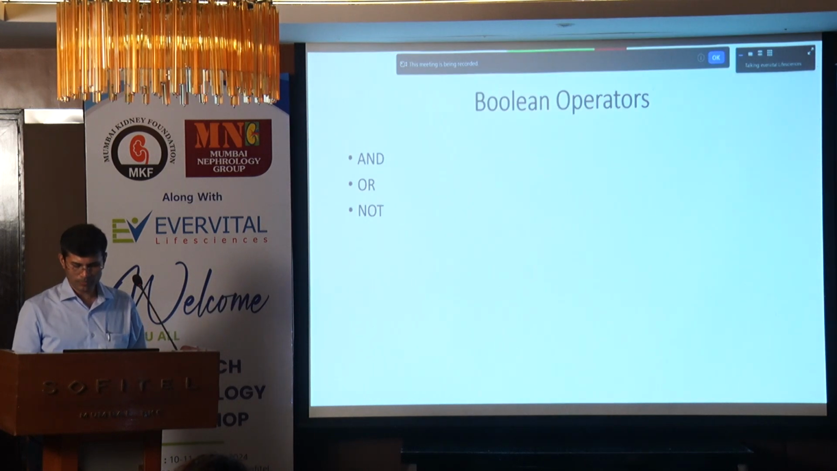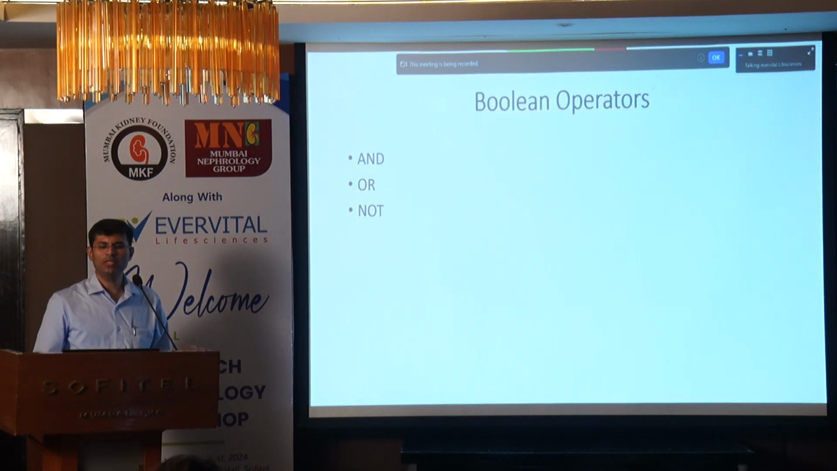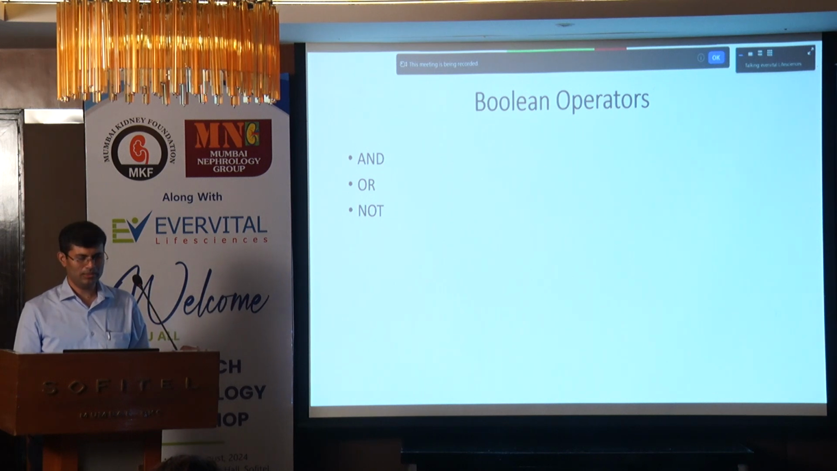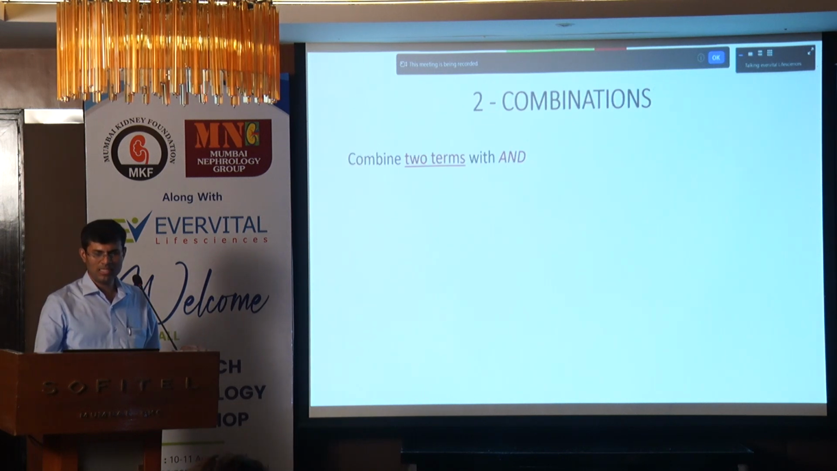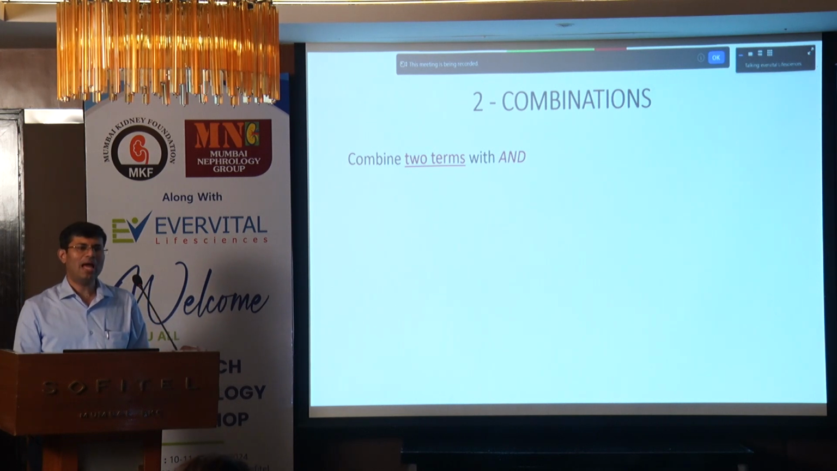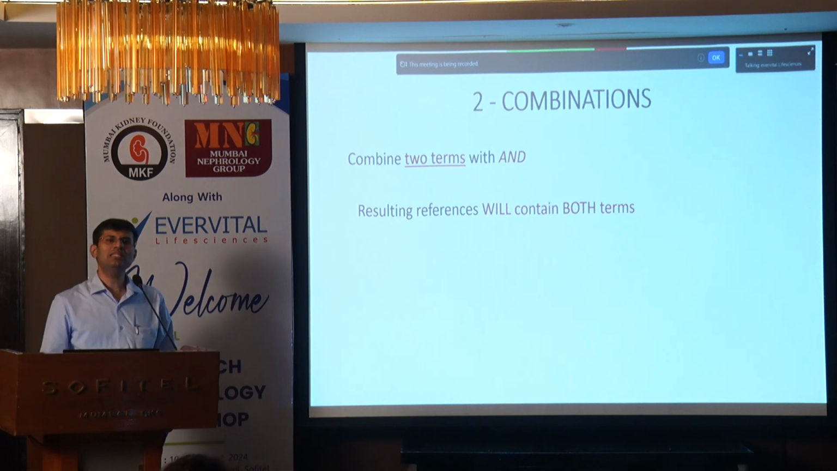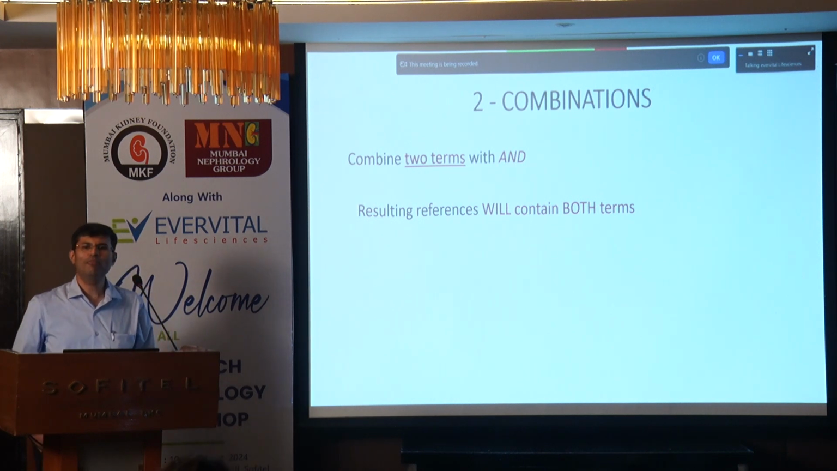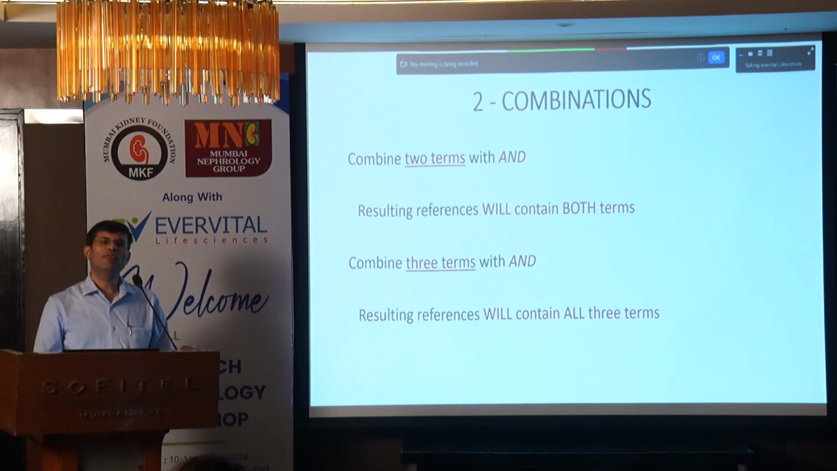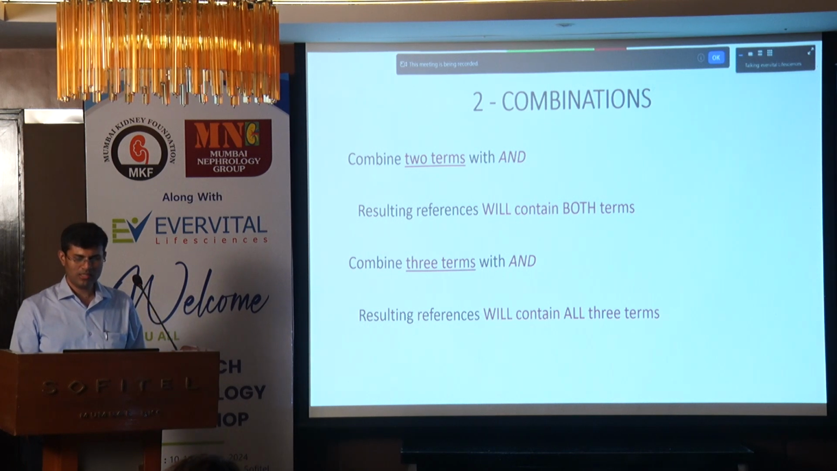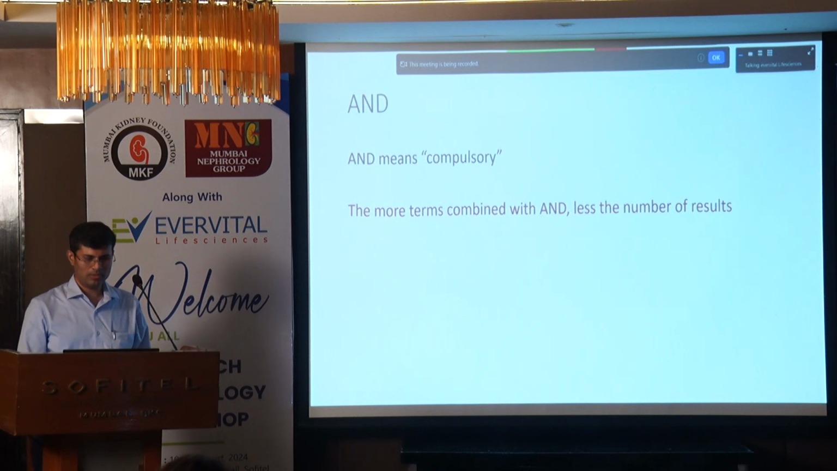So what can we do? We can use something called Boolean operators. These are AND, OR, NOT. Okay, so these are simple common sense things. If I use AND between two terms, the list of papers will have both the terms. If I have one more term, the reference list will have all of these terms. So that means AND is compulsory.